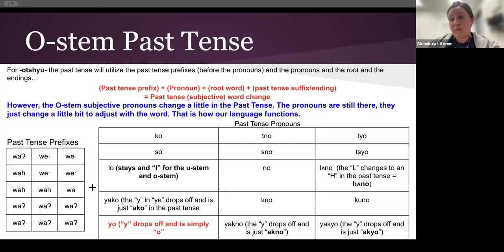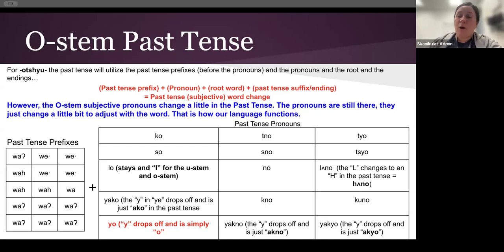So now that we know the prefixes, what about the pronouns? Again, we're using O stem subjective pronouns: go, zo, okay, those are the same. Lo actually stays an L for the U and the O stem for the singular male, not for the three or more males, but for the singular male. This is different than what we learned in the A and E stem, because in those stems the L changes to an H, but not in the O stem and the U stem. It stays an L, and oftentimes this is for pronunciation purposes.